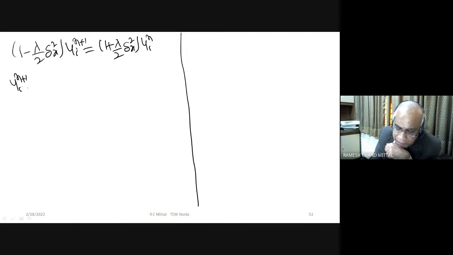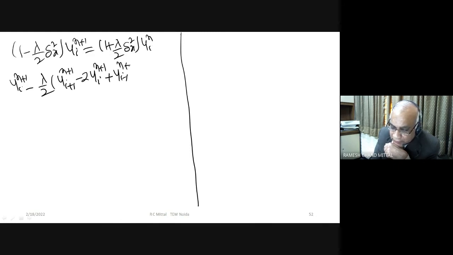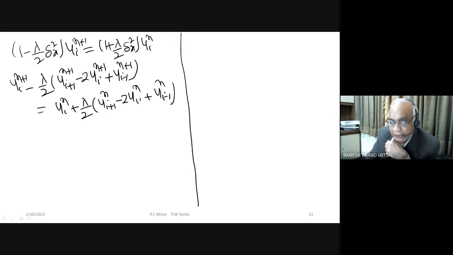u_i^{n+1} minus lambda by 2 (u_{i+1}^{n+1} minus 2u_i^{n+1} plus u_{i-1}^{n+1}) is equal to u_i^n plus lambda by 2 (u_{i+1}^n minus 2u_i^n plus u_{i-1}^n).